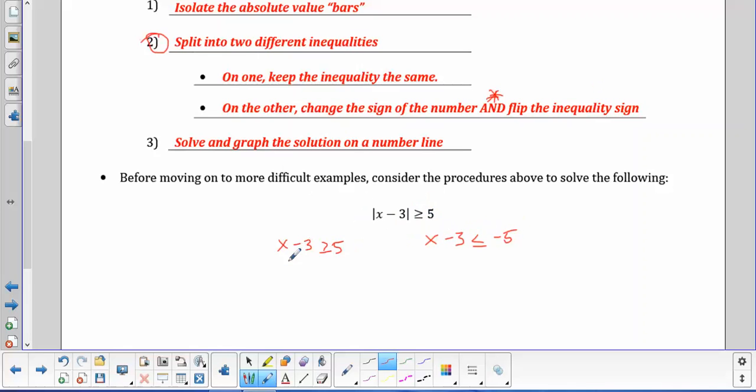So now we have x minus 3 is greater than or equal to 5. X minus 3 is less than or equal to -5. That's the biggest trick to solving these. If you're good with this, then you're going to be just fine. Once you do that, it's just a regular inequality. Solve it just like we normally would. Get x by itself.